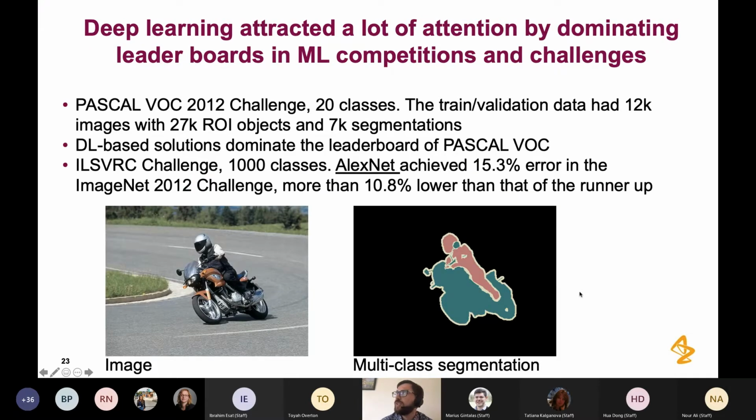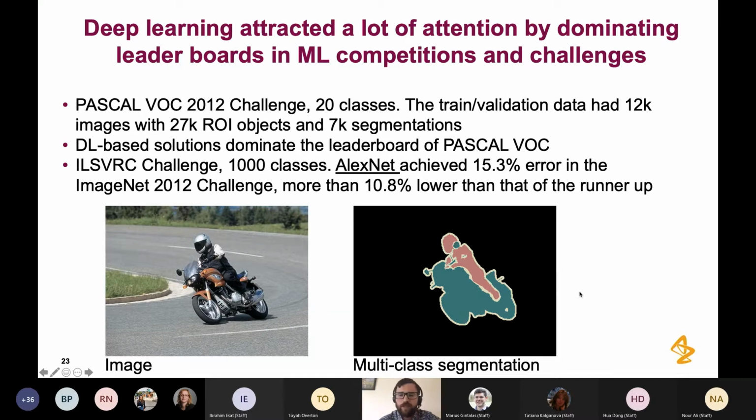Deep learning attracts a lot of attention, and it's dominating leaderboards in machine learning competitions and challenges. So how it started: for a few challenges, for example the 2012 challenge, but I think it ran even before, like an imaging challenge where anyone could train their model and predict on a test set. There were 20 different classes with 12,000 different images and 27,000 regions of interest and 7,000 segmentations.